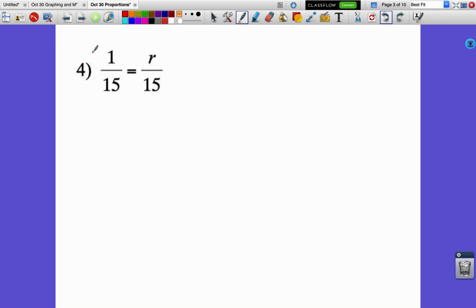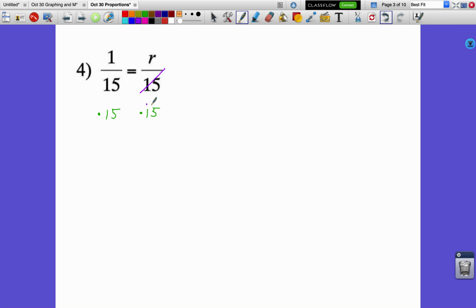This was actually number 4 on the challenging equations worksheet I gave you guys last class. But for this one, you almost don't need to cross multiply. We can just get rid of what's being done to the variable because we only have the one variable. We can just multiply both sides by 15. So copy this down and show that we're going to multiply both sides by 15.